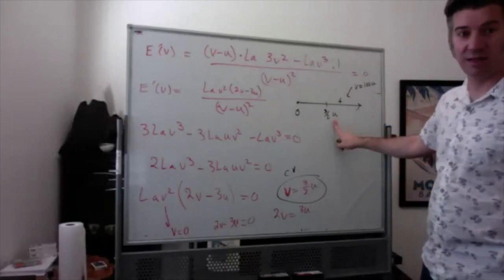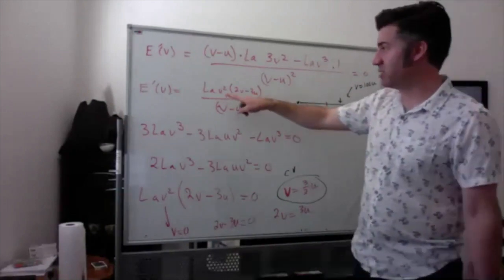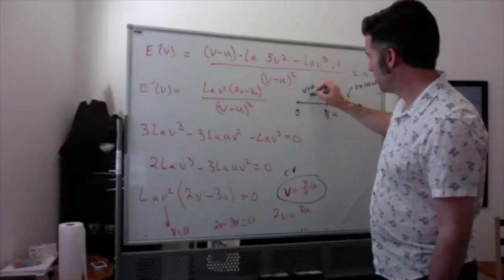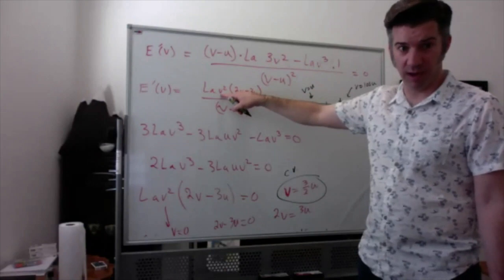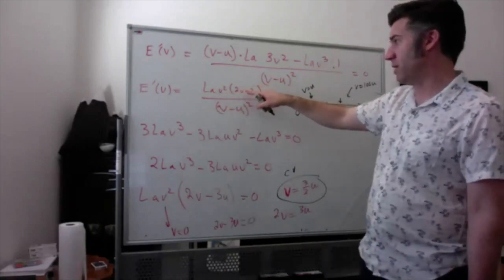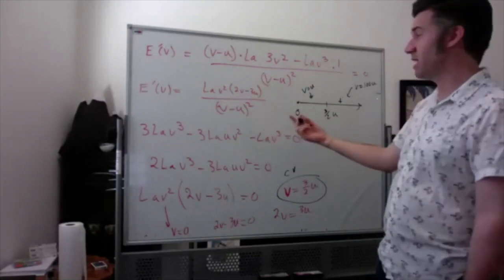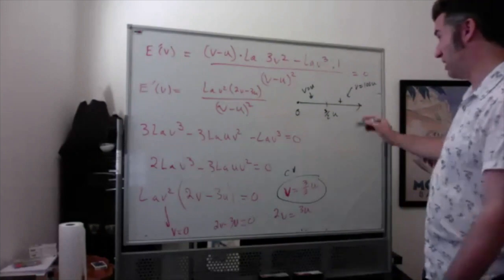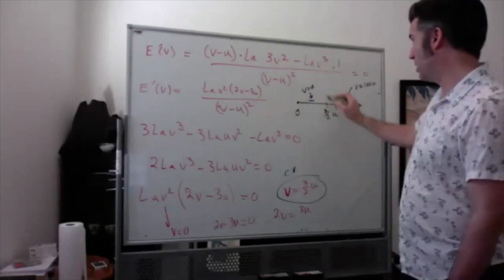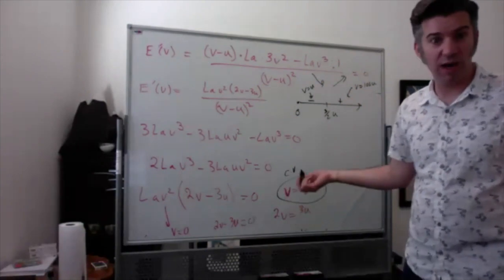Pick something less than 3 halves U. How about 1U? If V is U, then I get L times A times U squared, which is positive, 2 times U minus 3 times U, which is going to give me a negative U, which is negative. Oh, I didn't say before, but clearly the denominator is positive because it's something squared. So that's going to be negative. So it is decreasing, increasing, which means we have a minimum there. Great.